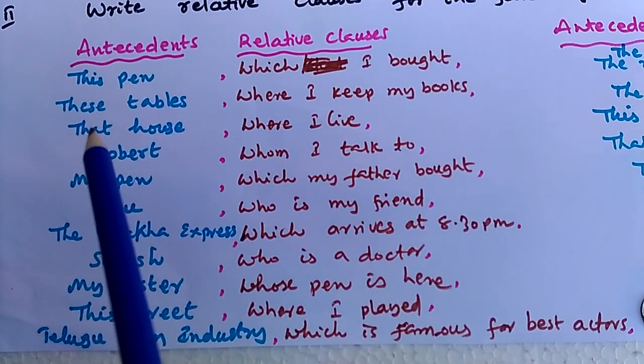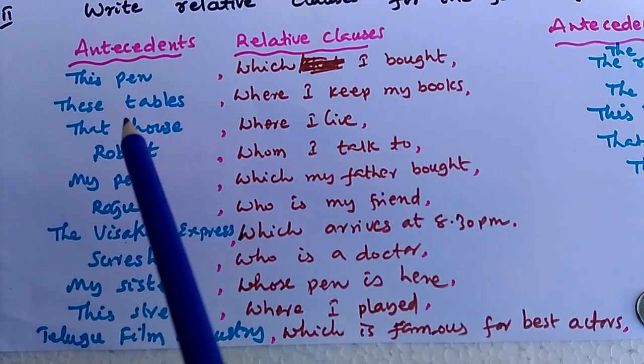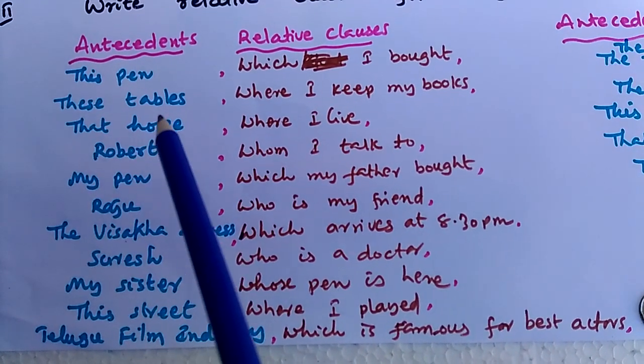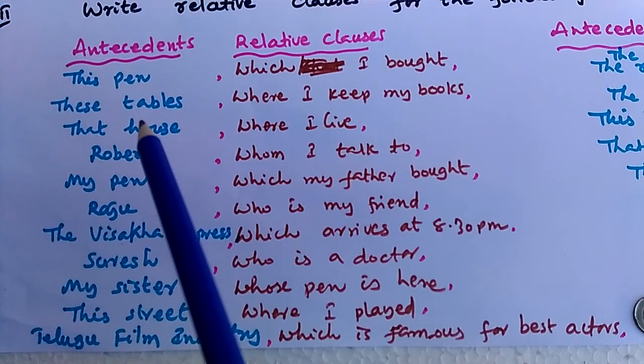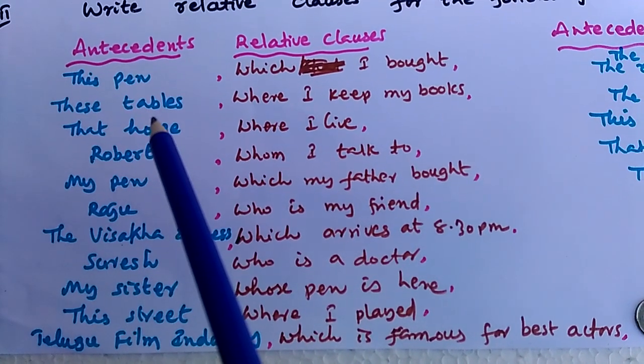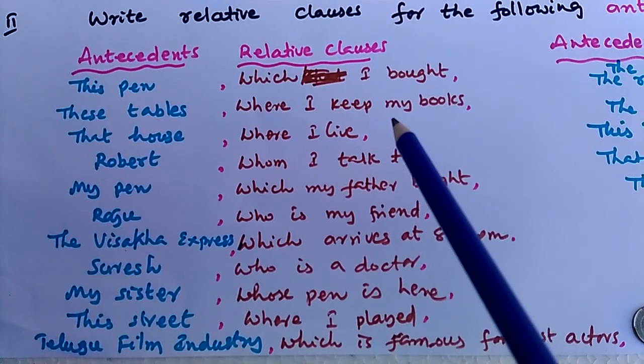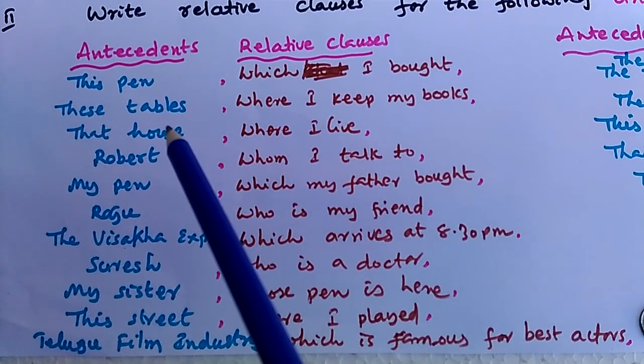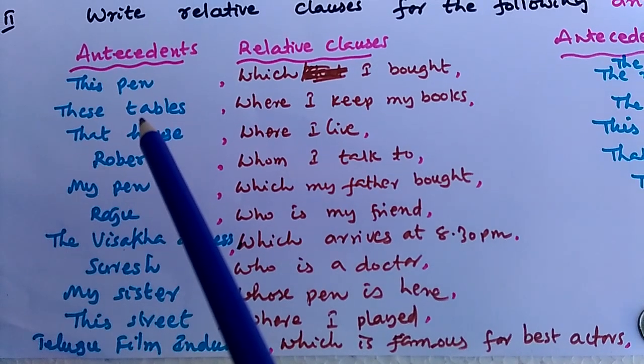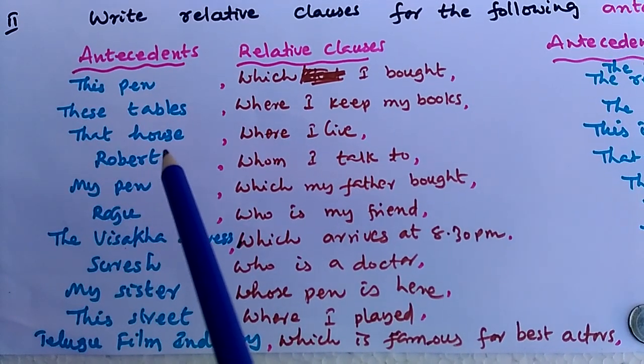Look at this another antecedent. These tables. When we write these tables and those tables, then we can easily identify which tables they are. So then this clause will be a non-defining clause because this clause is not needed to identify this antecedent. And next one, that house.